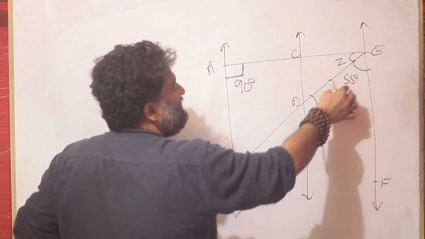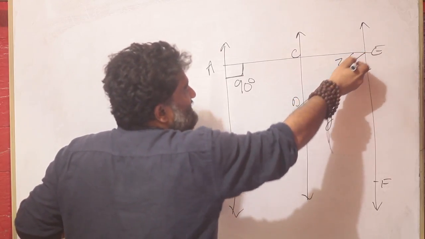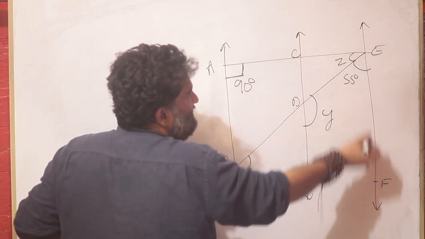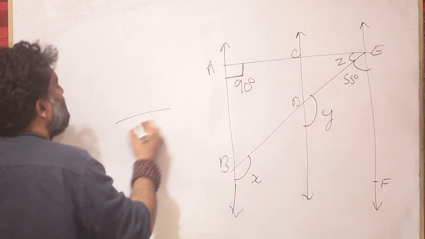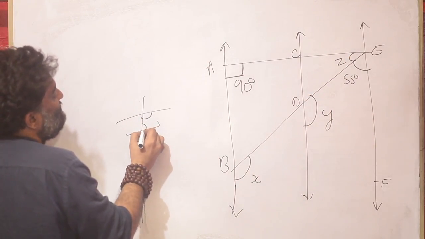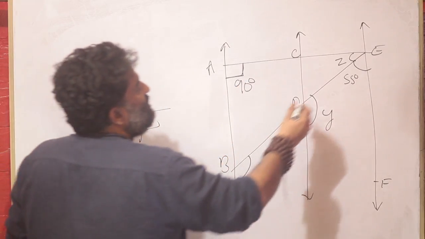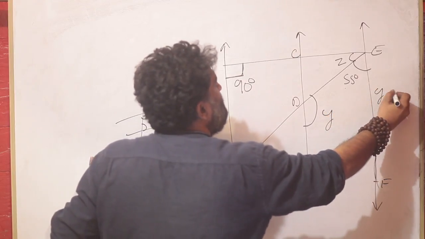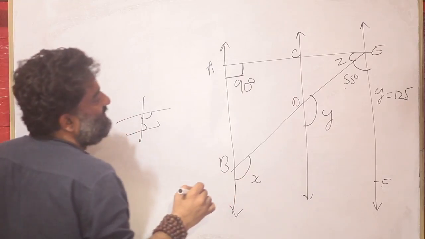This is 55 degrees plus Y, because these are interior angles on the same side of the transversal. These are the parallel lines EF and CD, and this is the transversal. So we are talking about the interior angles on the same side of the transversal. Just rotate this figure and you will see. So 55 plus Y is going to be 180. Y is going to be 125. 180 minus 55 will give you 125.